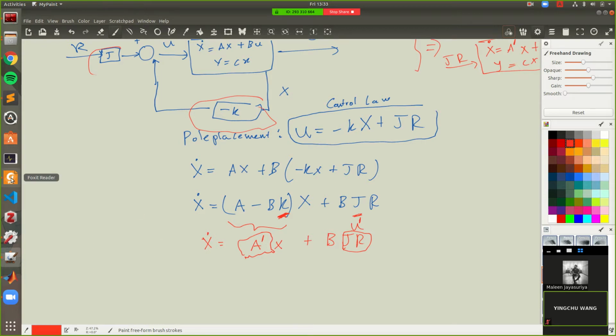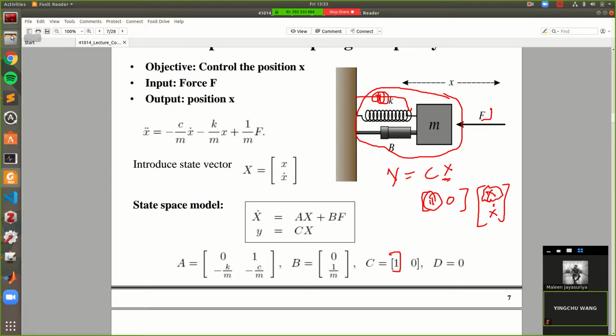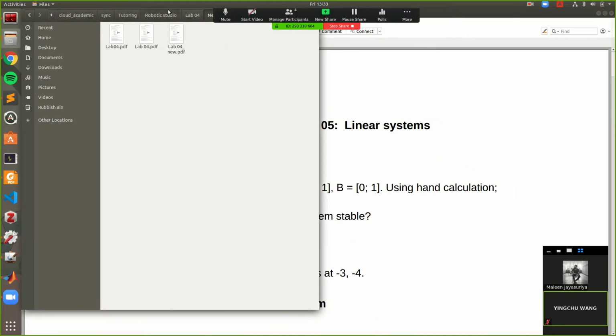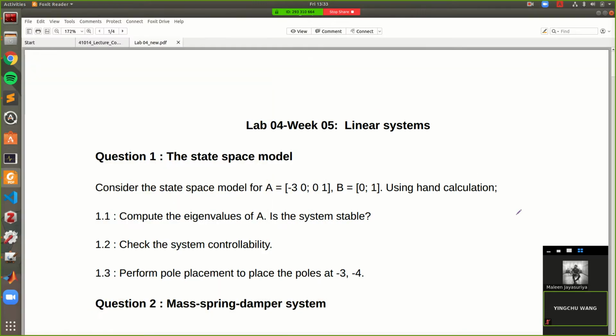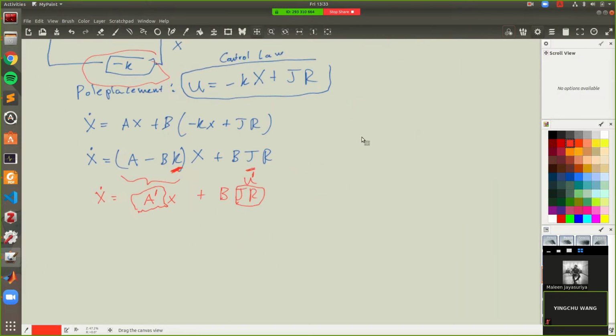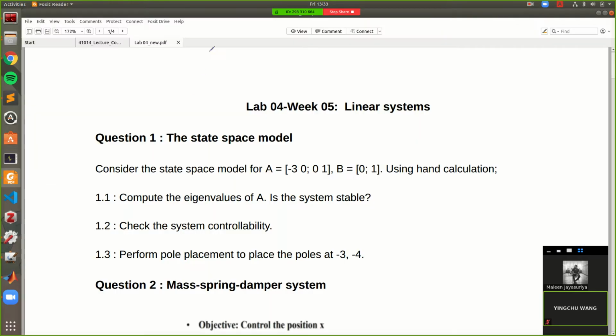So to do the example, we'll do exercise 1 of our tutorial, and it will be much clearer if you still find it a bit confusing, right? So download your lab 4 week 5 questions, and we'll do question number 1, right? So we have a state space model. Since we're running out of time, I'll do it with you. It says here we have a state space model with an A matrix minus 3 0 0 1 and B matrix 0 1.